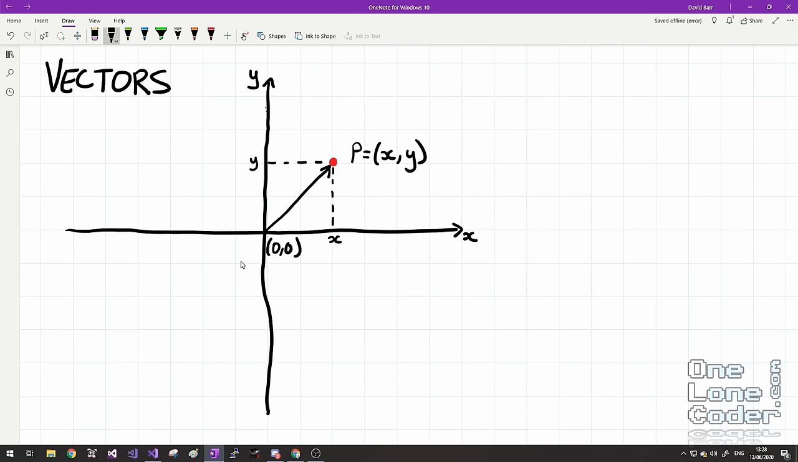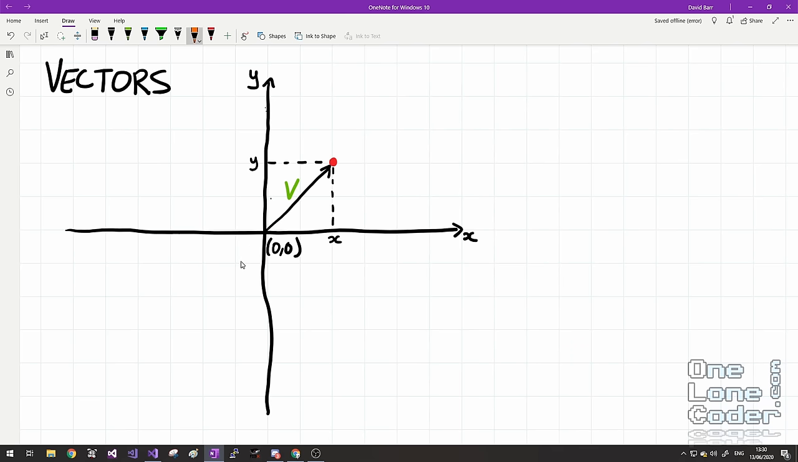If we always assume it starts from the origin, we never need to include that anywhere. So the only information we need is the location of the point. When we think about things in this way, what we have described is a vector. And vectors are quite important, because not only do they describe a point in space, but they also describe a direction. Our vector can point in any direction and be any length long.